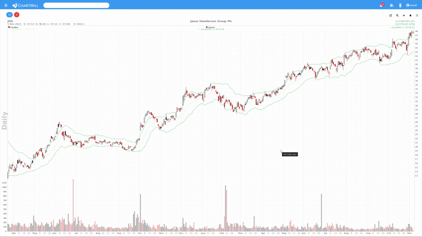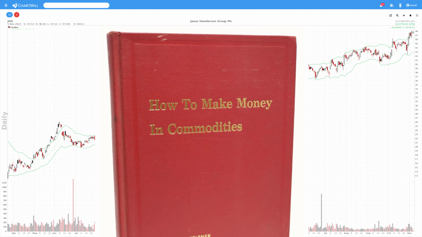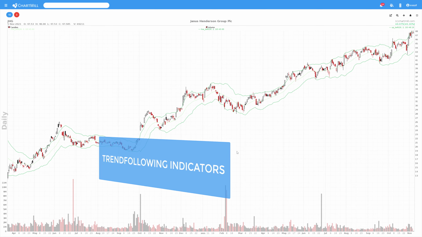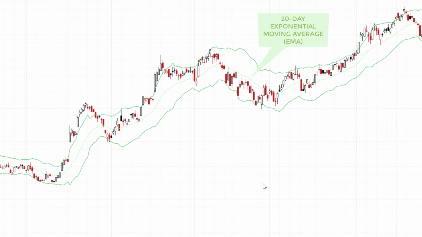The concept of Keltner channels was first introduced in 1960 by Chester Keltner in his book How to Make Money in Commodities. They fall into the category of trend-following indicators. The indicator consists of three lines forming a kind of envelope. The middle line is a 20-day exponential moving average, and the two lines above and below this EMA are derived from this EMA to set the channel range.